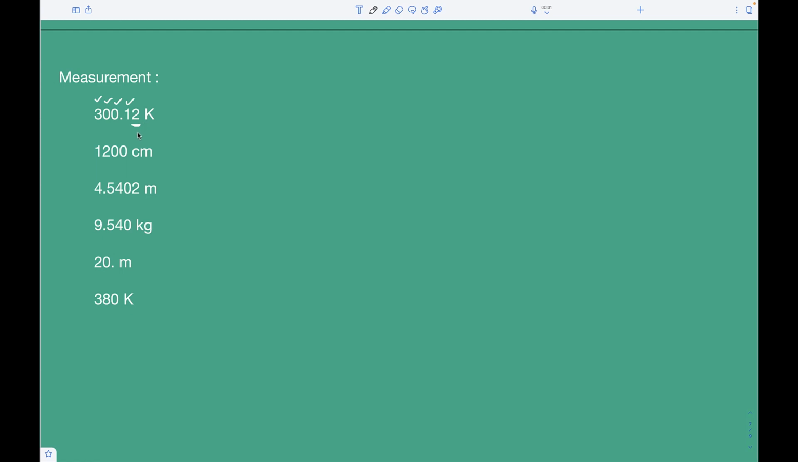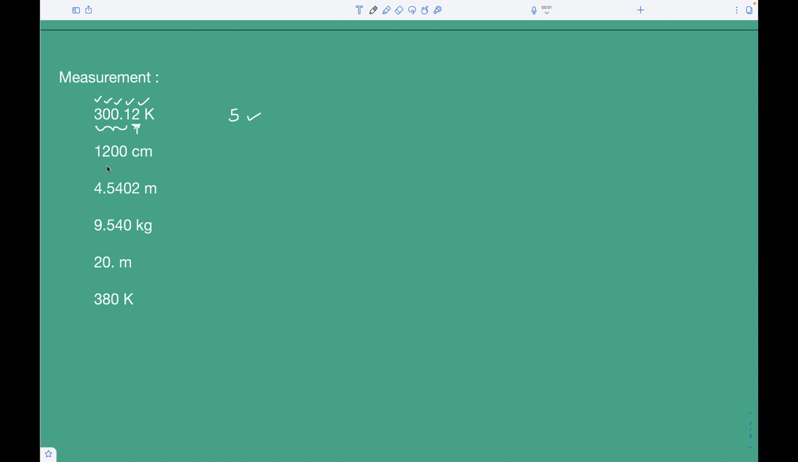That is why, though I am not 100% sure about the value of this digit, I am reporting it anyway, because it also contains some useful information. And all these digits that you are 100% sure of, and this digit that has some uncertainty, together are known as significant figures. So there are 5 significant figures in this measurement.